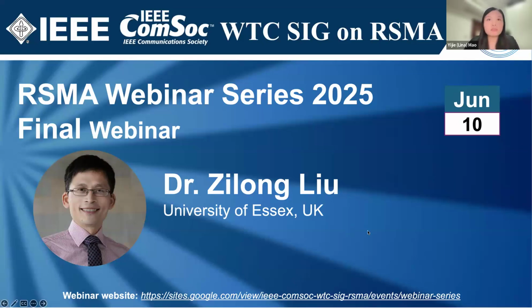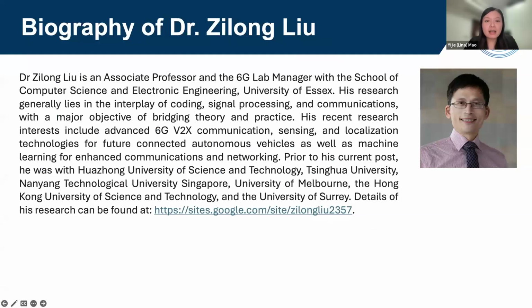So please allow me to make a brief introduction of Professor Liu. Professor Liu is now an associate professor and the 6G lab manager with the School of Computer Science and Electronic Engineering, University of Essex. His research generally lies in the interplay of coding, signal processing, and communications, with a major objective of bridging theory and practice. His recent research interests include advanced 6G V2X communication, sensing, and localization technologies for future connected autonomous vehicles, as well as machine learning for enhanced communications and networking. Prior to his current position, he was with Hangzhou University of Science and Technology, Tsinghua University, Nanyang Technological University Singapore, University of Melbourne, the Hong Kong University of Science and Technology, and the University of Surrey. Details of his research can be found at his personal webpage.